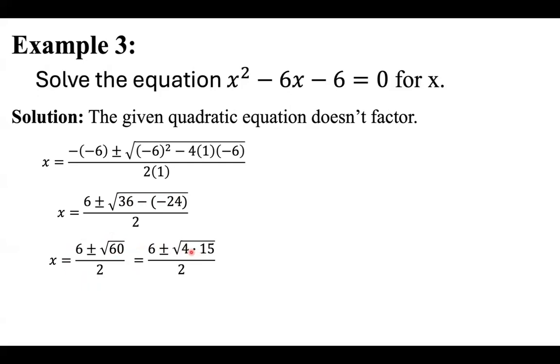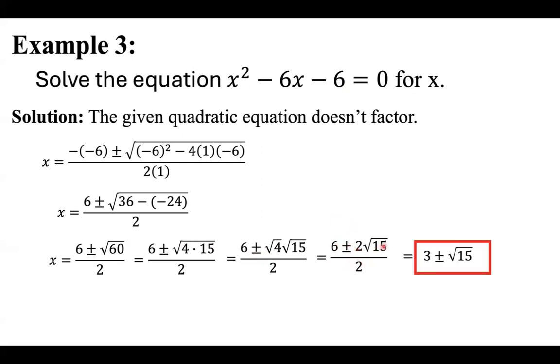Why did I do that? Well, if you take the square root of each number, the square root of 4 simplifies into the number 2. Now I can simplify. I can do 6 divided by 2 and 2 divided by 2. Well, 6 divided by 2 is 3, and the 2's cancel out, so you have the square root of 15. So the final answer here would be 3 plus the square root of 15, and 3 minus the square root of 15. Those are my two solutions.